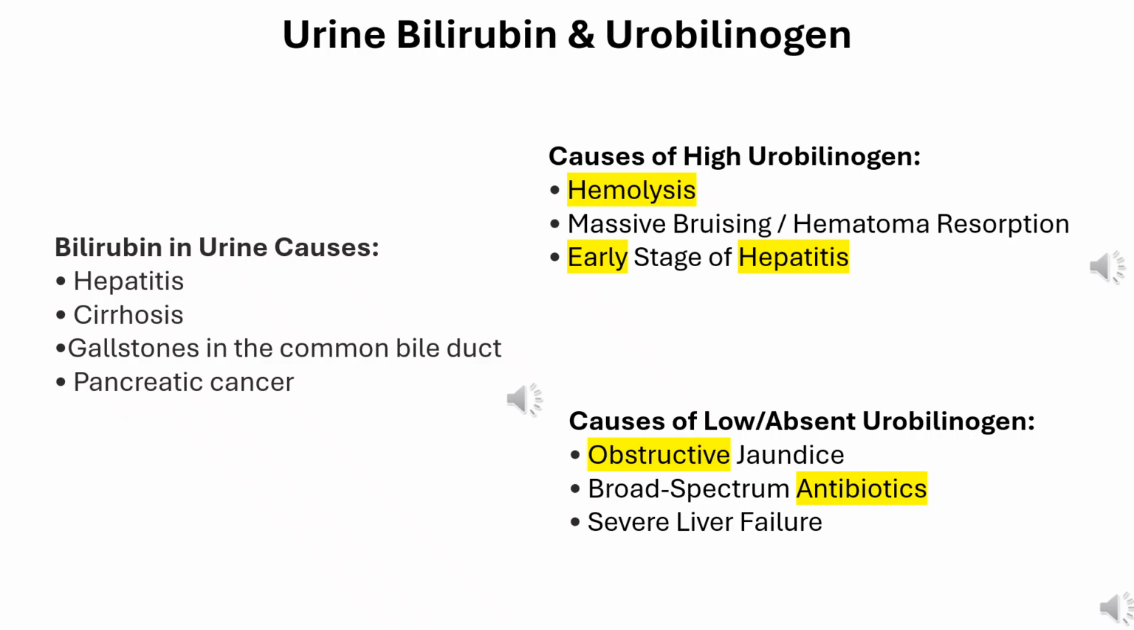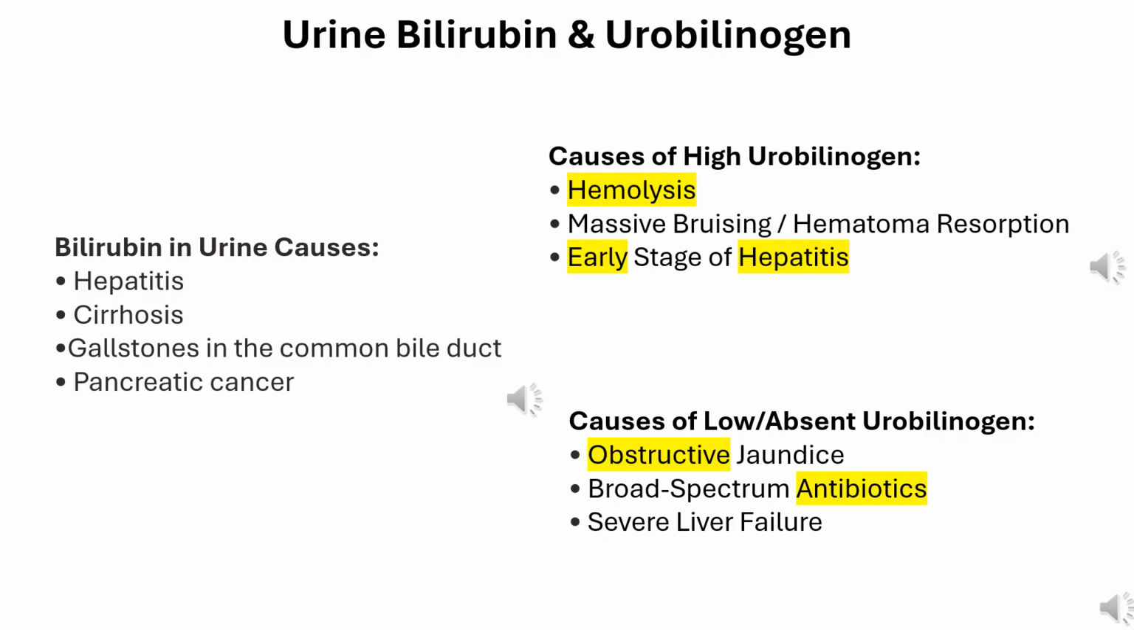It is small enough to be filtered by the kidneys and appears in the urine. The urine often looks dark brown or cola-colored, like dark beer or tea, due to the bilirubin. Causes of bilirubin in urine: hepatitis, either viral or alcoholic; cirrhosis; gallstones in the common bile duct; pancreatic cancer, compressing the bile duct.